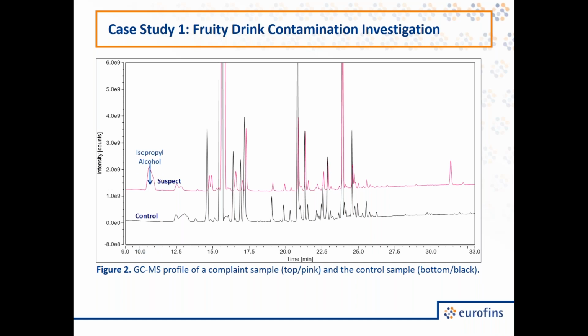So I'm going to highlight here the first differences that I want to point out. In this case, we saw some obvious differences from the start. We saw the presence of isopropyl alcohol, 4,1-methylpropylphenol, and 2,4-dichlorophenol. And these are showing up in our suspect sample and not our control.